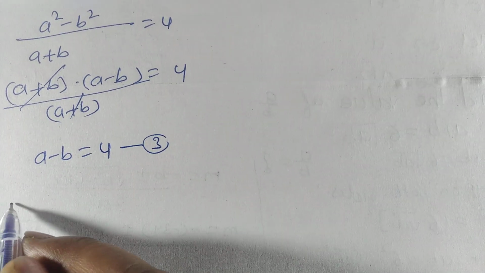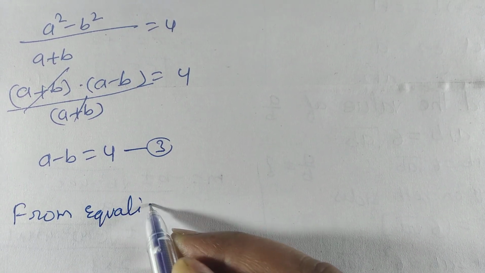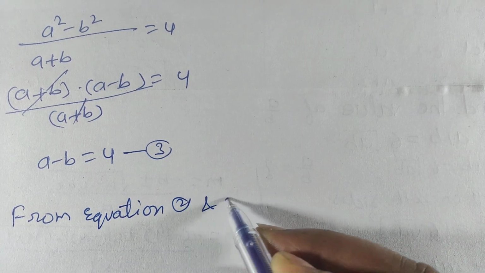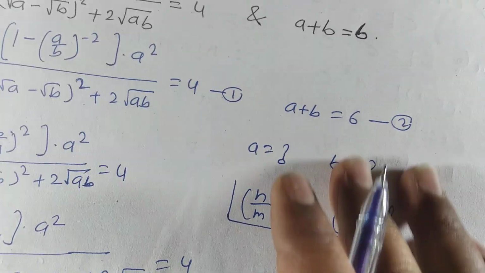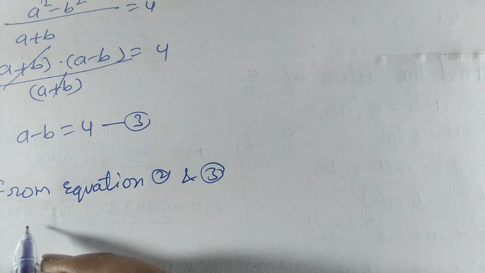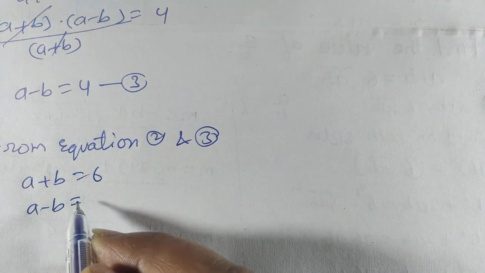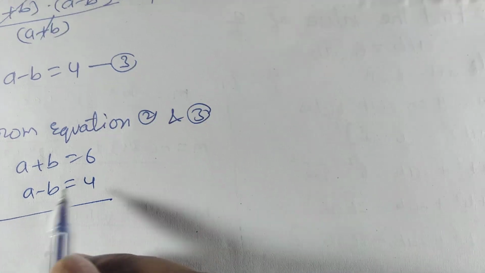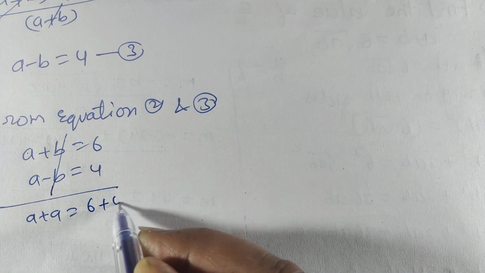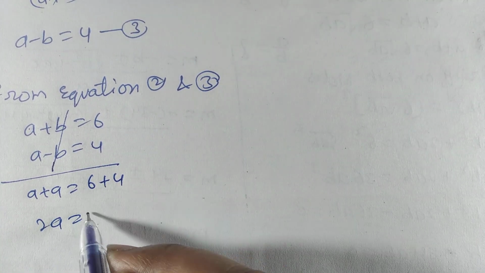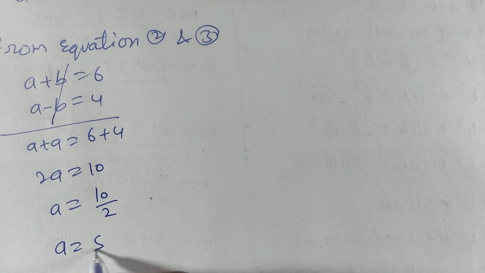Now from equation number 2 and equation number 3. Equation number 2 is a + b = 6, and equation number 3 is a − b = 4. On solving both equations, b will be cancelled, a + a = 6 + 4, 2a = 10, a = 10/2, a = 5.